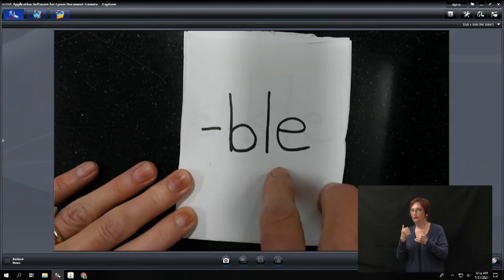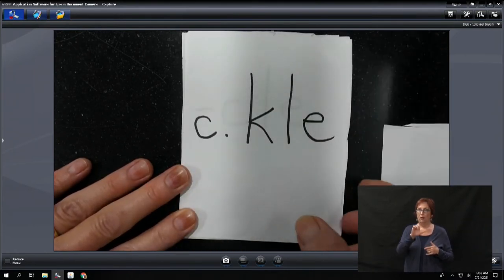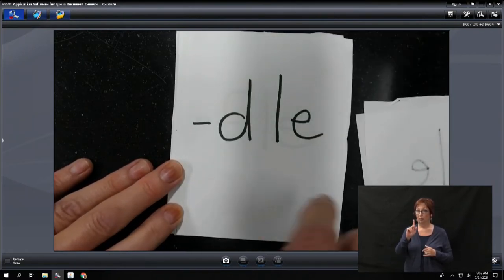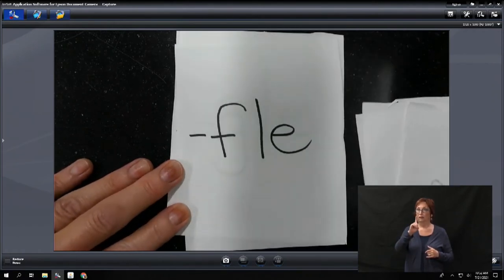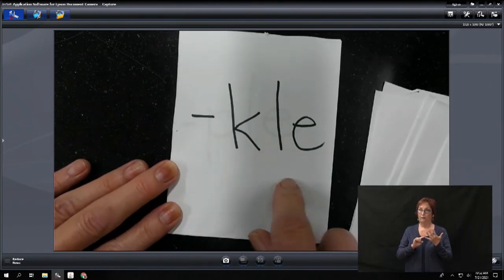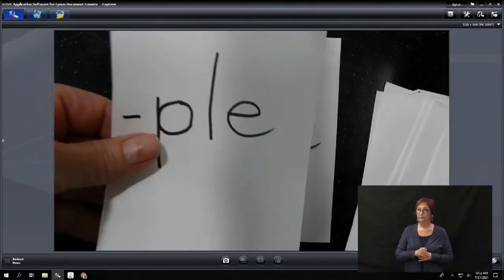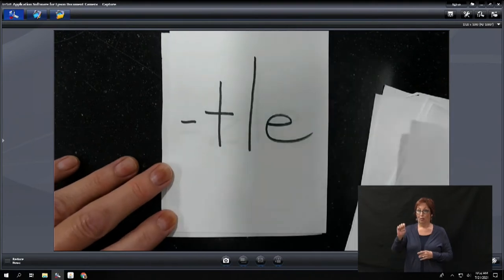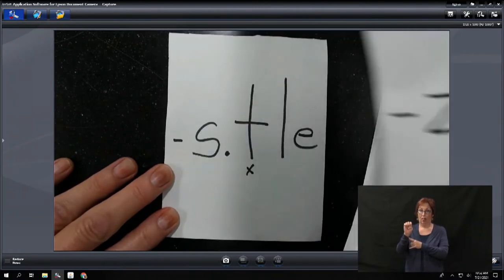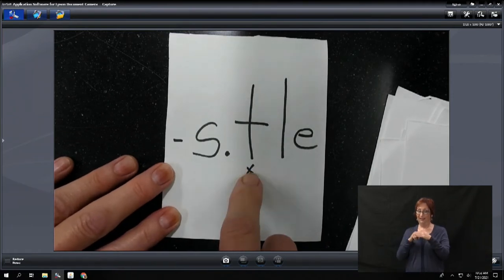It's bull. Can everybody say that? Bull. Coal. Say it with me, please. Dull. Bull. Goal. Coal. Pole, toll, soul. I put a little X under the T because you don't hear the T.